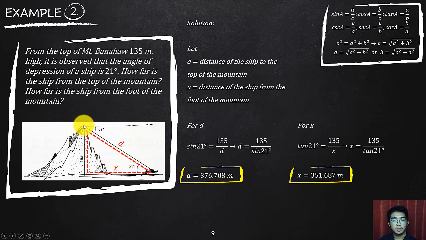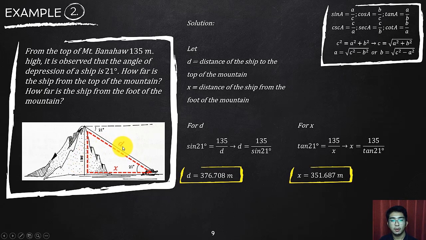Since we are solving for the hypotenuse, we are given an angle and a height of 135. What function should we use? Okay, so here is our angle, 21 degrees. 21 degrees is opposite of 135. We are looking for the hypotenuse. Angle, opposite, hypotenuse.